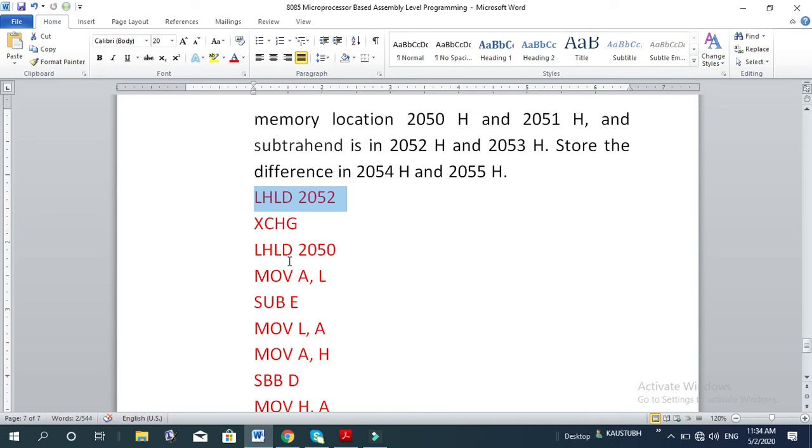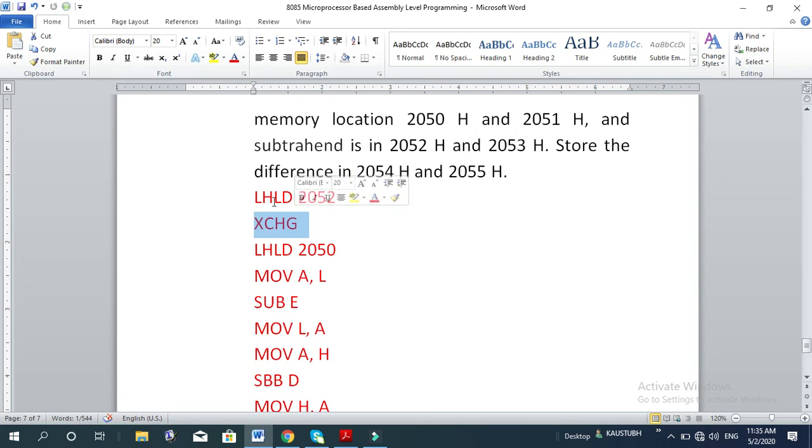So what we do is we subtract first the lower 8 bits of the subtrahend from the lower 8 bits of the minuend, then we will do the subtraction of the higher 8 bits of the subtrahend from the higher 8 bits of the minuend. Okay. So for that, I am going to use this XCHG, as you know, this XCHG will exchange the content of the HL register pair with DE. So that means whatever number is stored in HL register pair will now go to DE. That is why I have first used the memory location for the subtrahend. Okay, so 2052 and 2053 is the memory location for the subtrahend.